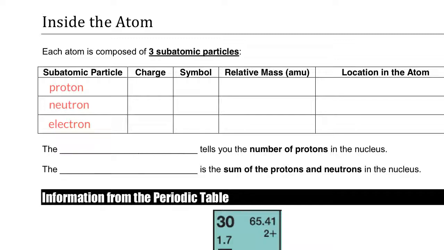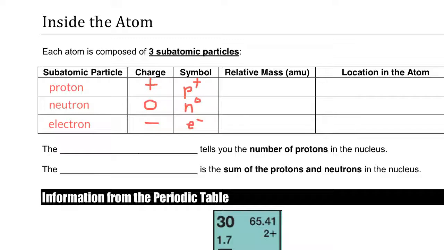Protons, neutrons, and electrons. Protons have a positive charge. Neutrons have a neutral charge, so no charge at all. And electrons have a negative charge. Now as a shorthand, so you don't have to write the word proton all the time, you can use this symbol, P with a plus. Neutrons are N to the 0, and electrons are e minus. Those are little symbols you can use to represent those words so that you don't have to write them out all the time.